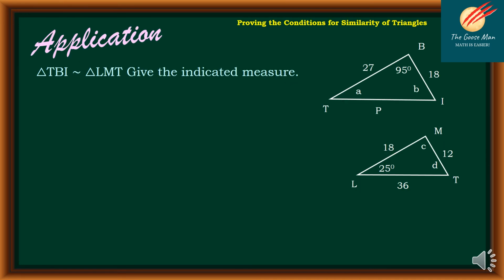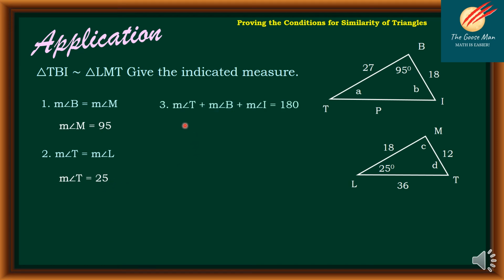Okay, for the application, let's consider the triangle on the right side. So we have triangle TBI is similar to triangle LMT. So give the indicated measure. Let's concentrate first on the given angle. Take note that the measure of angle B is equal to the measure of angle M because they are similar. So we can say that the measure of angle M is also 95 degrees. Next, the measure of angle T is equal to the measure of angle L. So we can say that the measure of angle T is equal to 25 degrees as well.